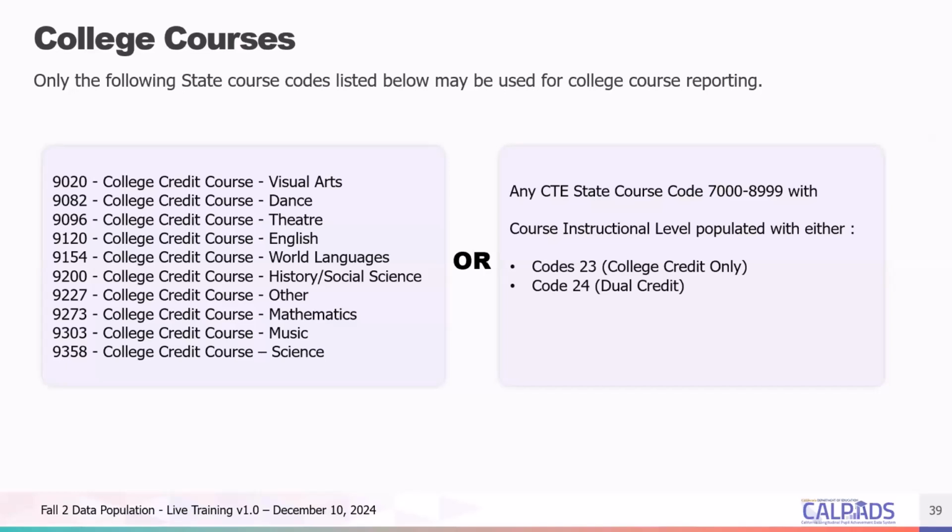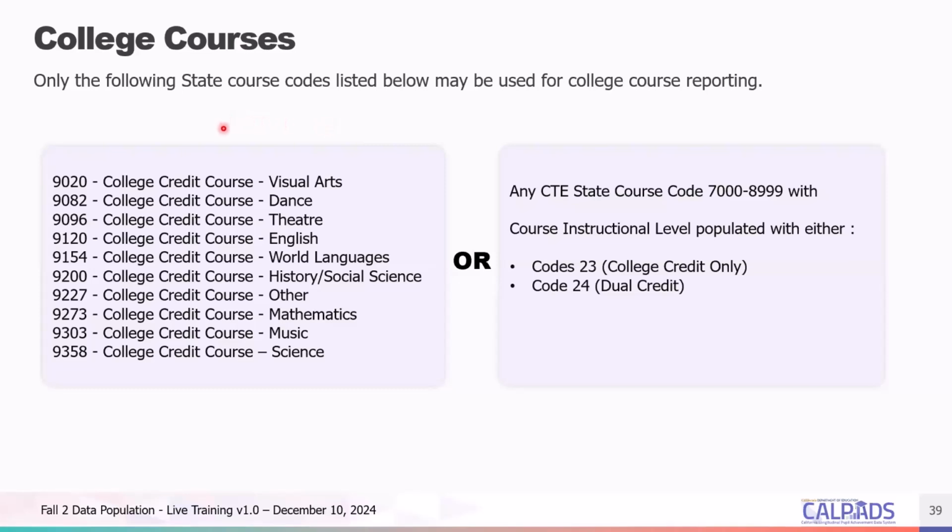For LEAs with high school enrollments, you are able to report college courses in course section records in one of two ways. You are able to submit a course section record with one of the state course codes in the 9,000 range that are listed on the left-hand side of the slide and indicate a college credit course, or you are able to use a CTE state course code in the 7,000 to 8,999 range, along with the course instructional level code populated with either a 23 indicating college credit only or a 24 indicating dual credit. So those are the two ways that we're able to report college credit courses.